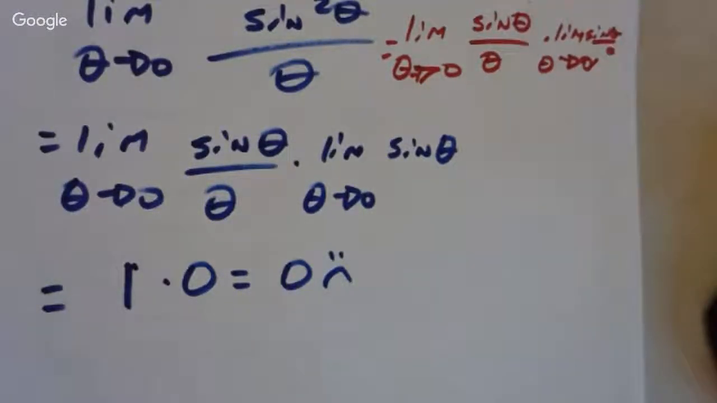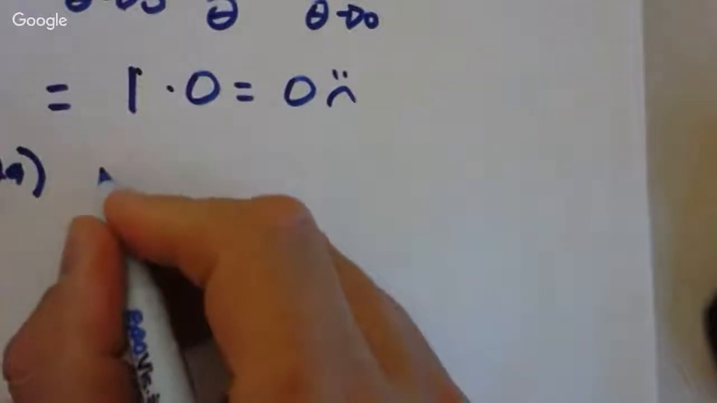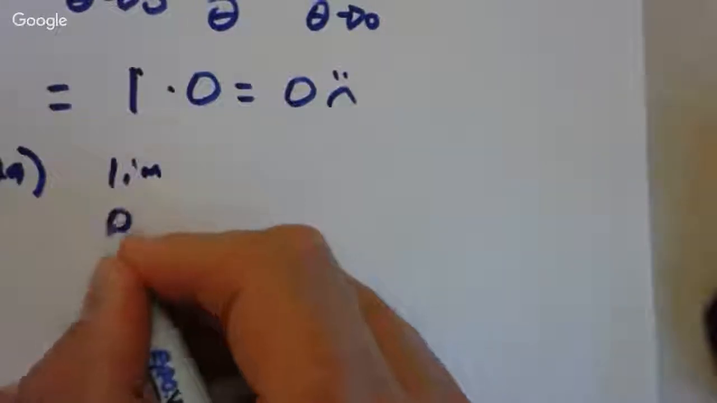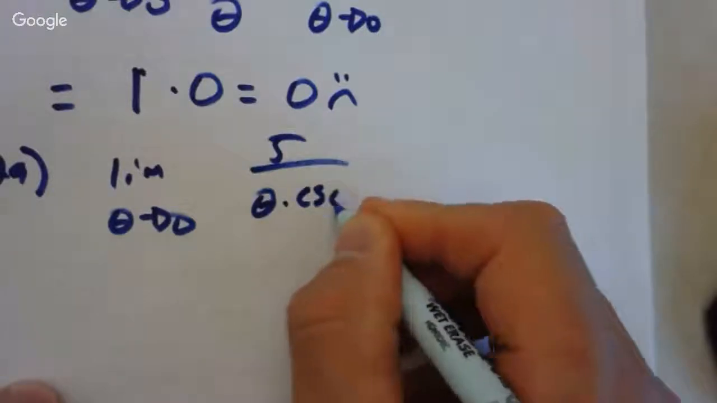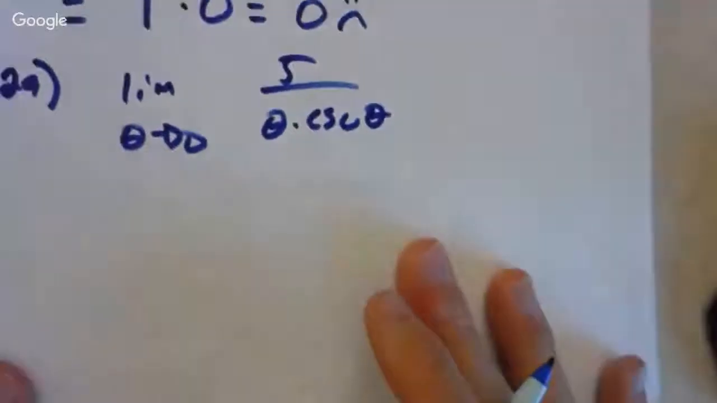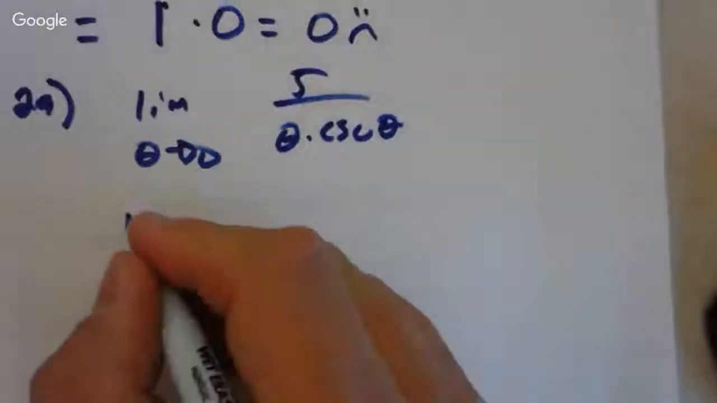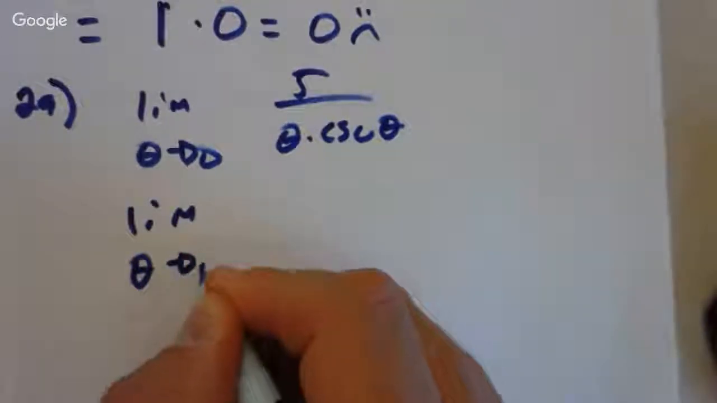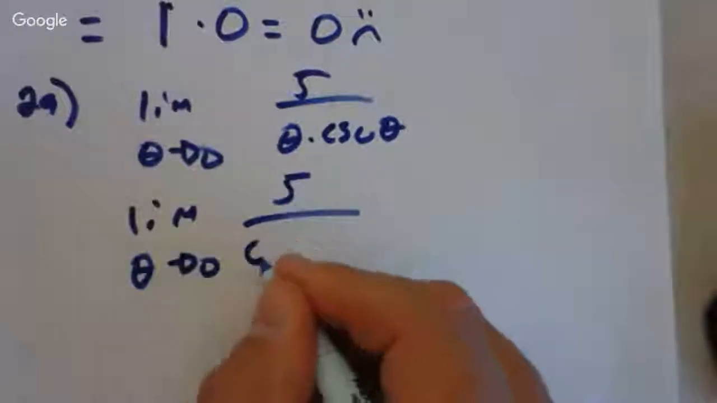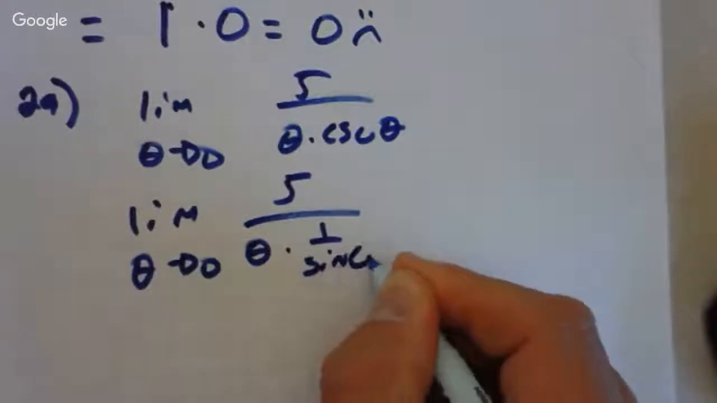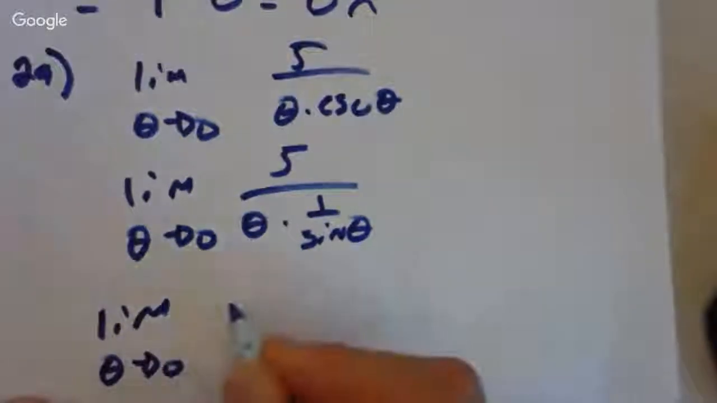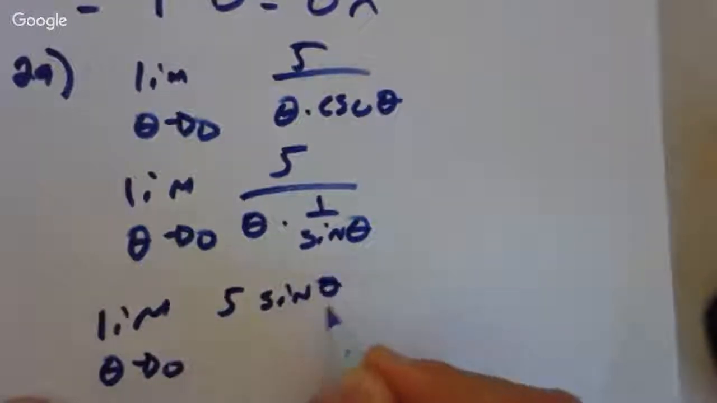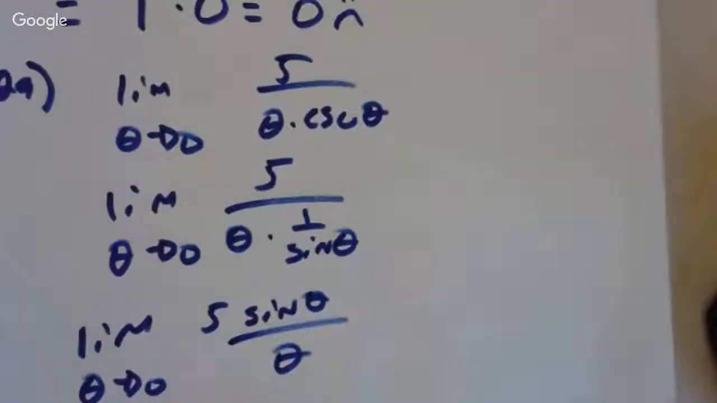That's why 31 is a great question to ask. 29 is also a good one to ask because we end up having some fun with some trig identities. We got the limit as theta goes to 0 of 5 over theta times cosecant of theta. Cosecant is 1 over the sine. So the limit as theta goes to 0 of 5 over theta times 1 over sine theta. Reciprocate that, so we get the limit as theta goes to 0 of 5 sine theta over theta.